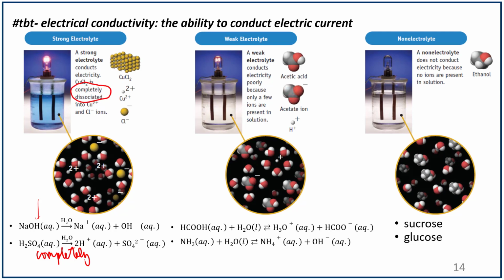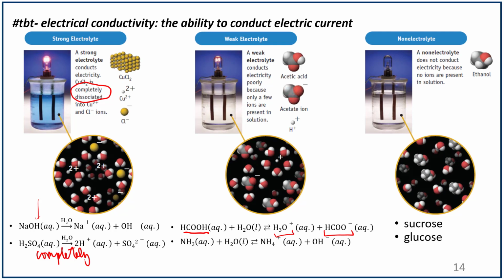Now for a weak electrolyte, there are only a few which dissociate in solution. Let's say, for example, formic acid. This is the structure of formic acid. You can see when it reacts with water, or when it is in an aqueous solution, you only have a few hydronium and formate ions produced.